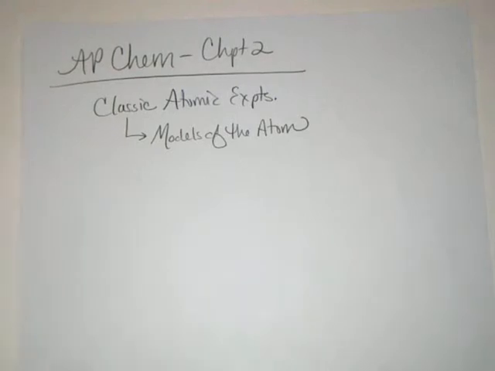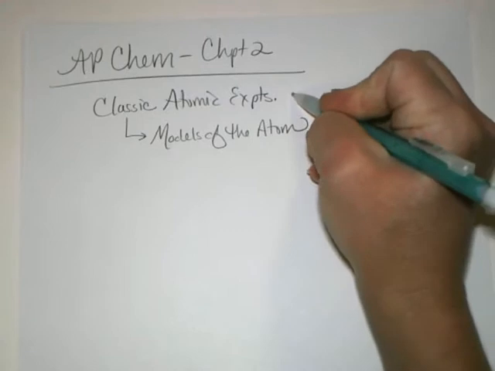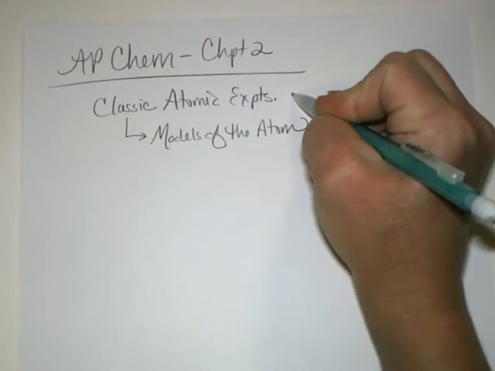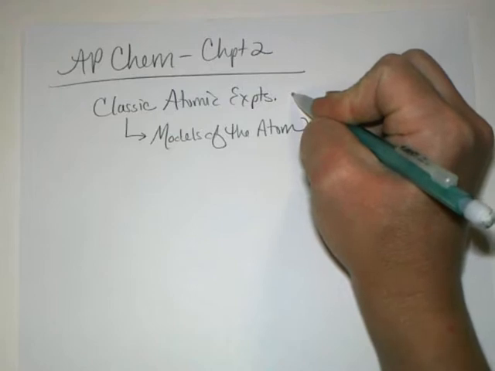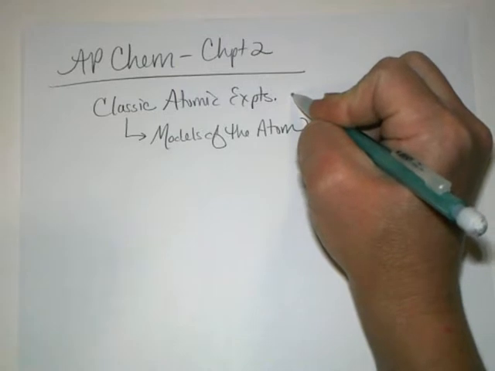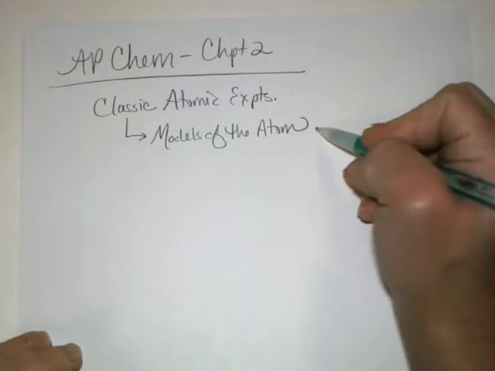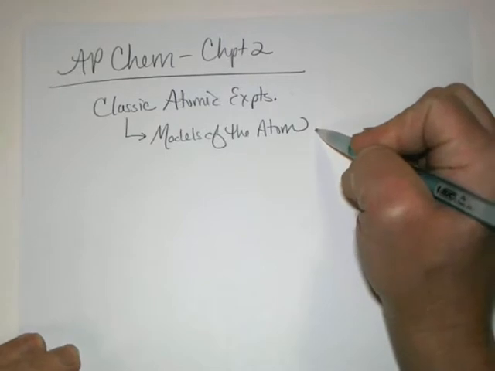Hello, my students. This is a brief video that will focus upon the basics about the classic atomic experiments that were conducted in the very late 1800s to the early 1900s, the work of Thomson, Millikan, and Rutherford that advanced the most basic model of the atom that John Dalton communicated.